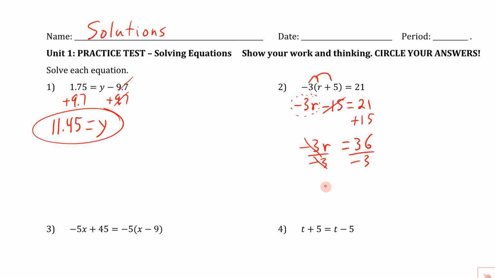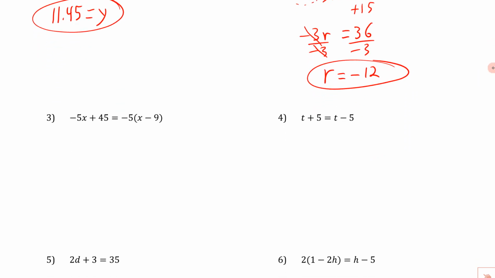Those are going to cancel. That's going to make a 1r, which is what we're after. And we've got a positive divided by a negative, so the answer is going to be a negative. 36 divided by 3 is 12, so our answer on that one is negative 12. So we'll take a look at the next one here.